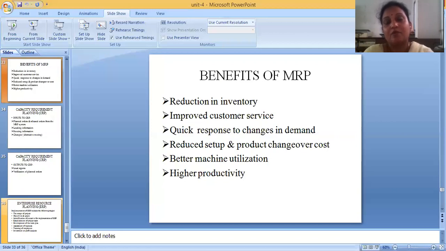Next one is improved customer service. Here, as you have a good idea about what components you're manufacturing, you'll be in a position to supply the component to the customer in time, because you know what your orders are, what your future orders are. So you'll have enough inventory, you have a scheduled manufacturing, you can supply the component at the right time. Next one is quick response to changes in demand.